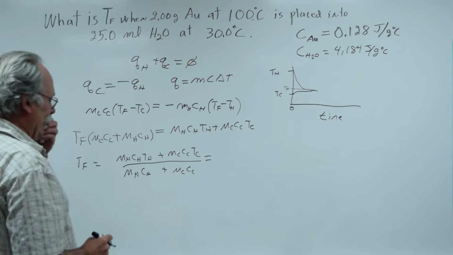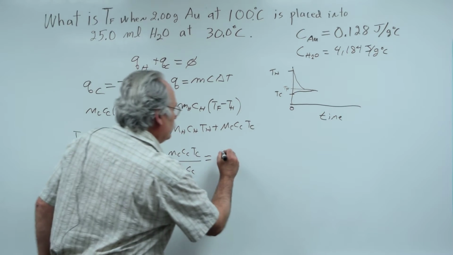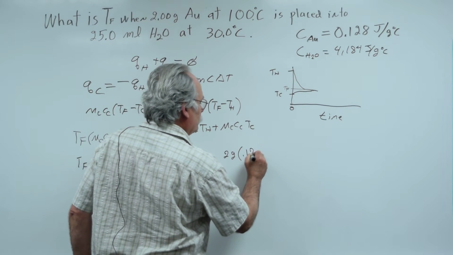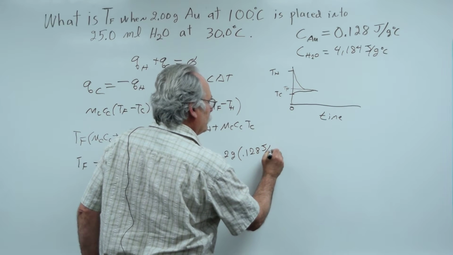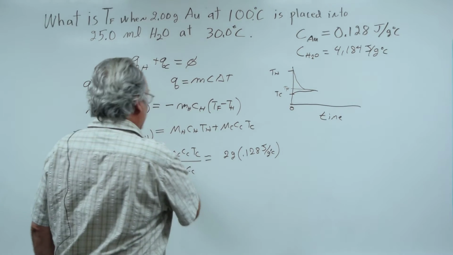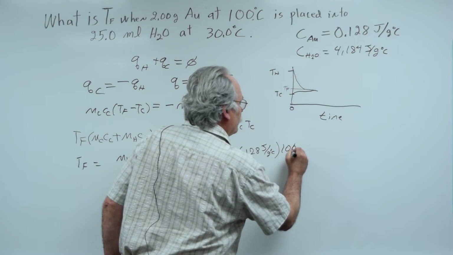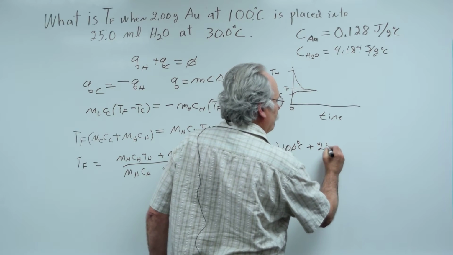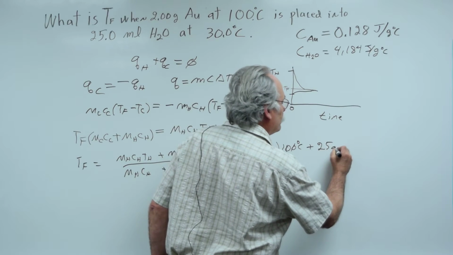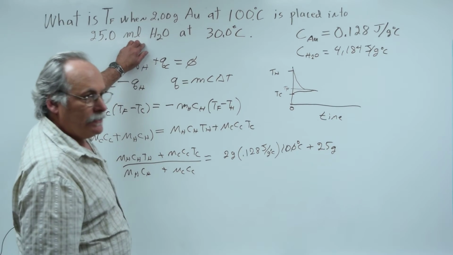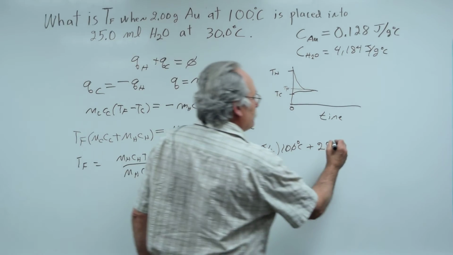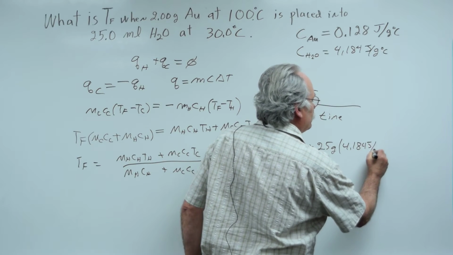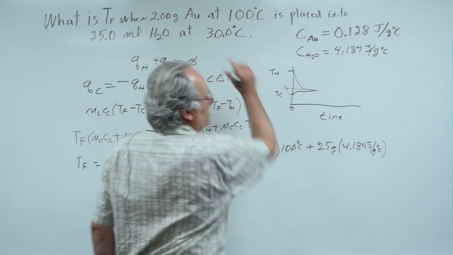So now I'm going to substitute my numbers. I have 2 grams of the hot object. It has a heat capacitance of 0.128 joules per gram degrees C, and it had an initial temperature of 100 degrees C. Then I'm going to substitute for the cold object. I had 25 mL, which has a mass of 25 grams, because you should know that water has a density of 1 gram per milliliter, a specific heat capacity of 4.184 joules per gram degrees C, and the initial temperature was 30 degrees C.